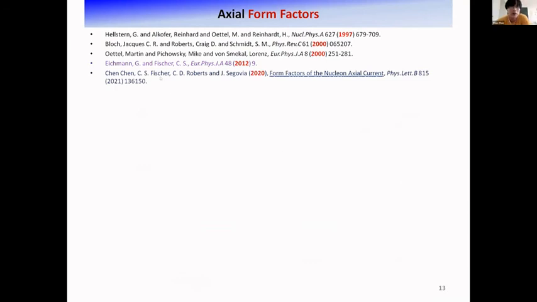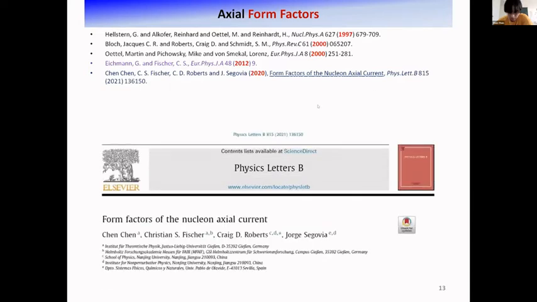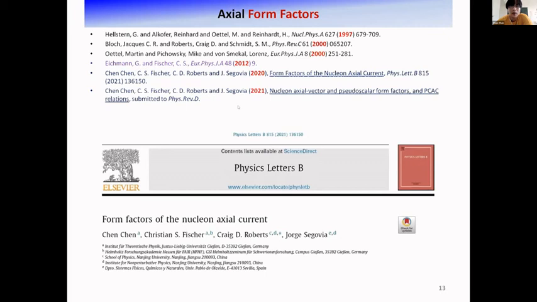Last year, Christian Fischer, Craig Roberts, Jorge Segovia, and I finally solved this problem. We find the solution of the Siegel terms. We also construct the quark vertex and the diquark vertices, and we computed the axial form factors in the quark-diquark framework. This work was published in Physics Letters B in this paper. Besides, we also have a longer paper which includes all the technical details. This longer paper was submitted to Physical Review D.